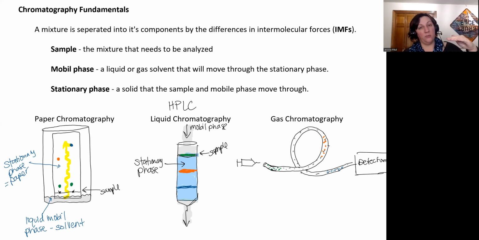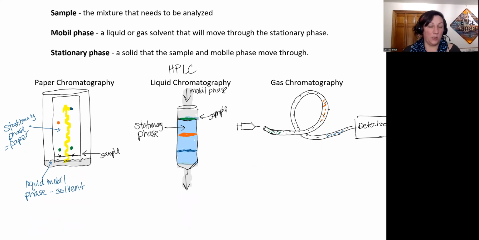And as it goes down through it, the sample mixture will separate out as some of the compounds are more attracted to the mobile phase and others more attracted to the stationary phase. And that'll change the amount of time it takes them to move through this column with gravity's help. Now, that's liquid chromatography. HPLC is the same thing, except it's under pressure. So it goes a lot faster.